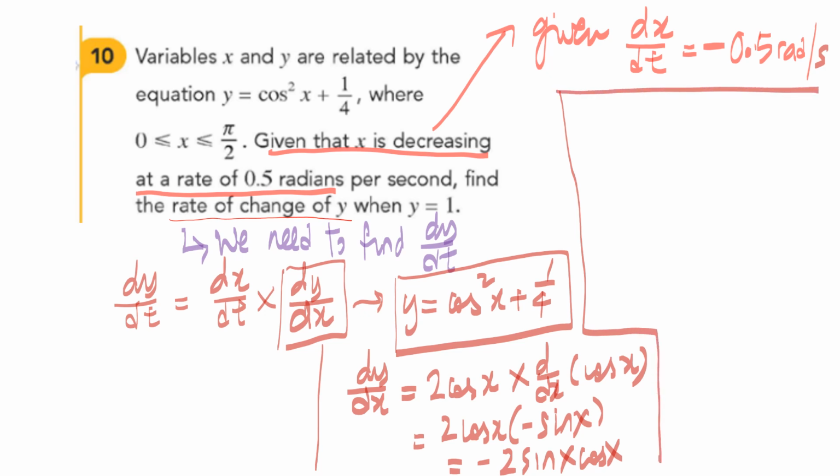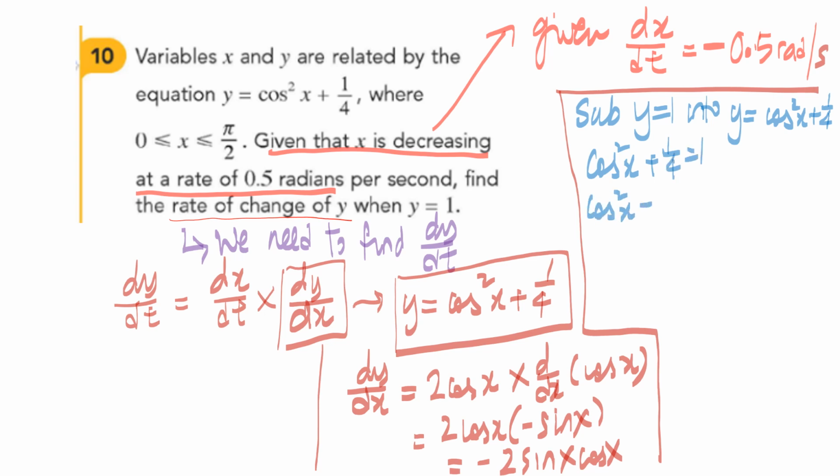Use a different color. So I'm going to substitute y equals 1 into y equals cos squared x plus 1 quarter. Then you will have cos squared x plus 1 quarter equals 1. Cos squared x will be 1 minus 1 quarter, which gives you 3 quarter. Cos x will be plus minus square root 3 quarter.